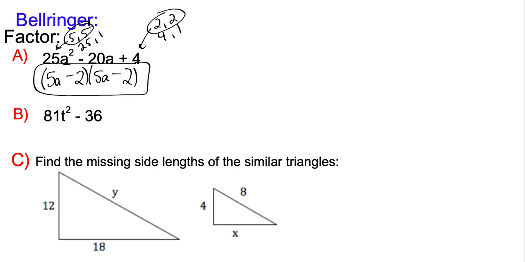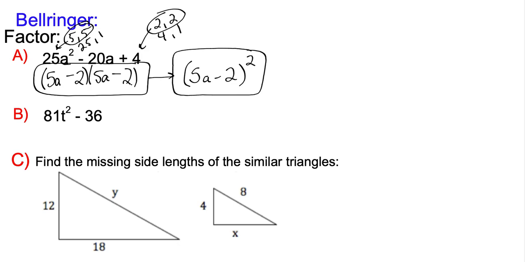Okay. A little bit cleaner answer is if you write this like a perfect square, 5a minus 2 squared. This is the best answer that I would like. But again, I'll accept either one of those, okay?